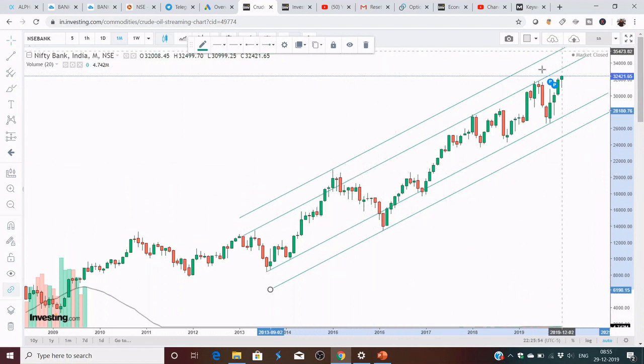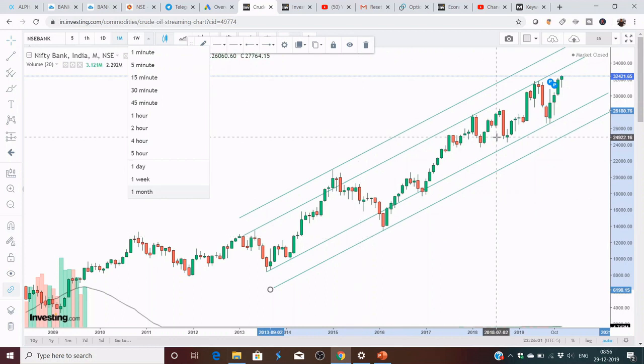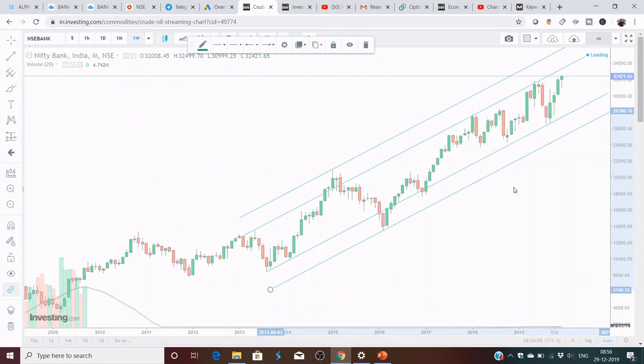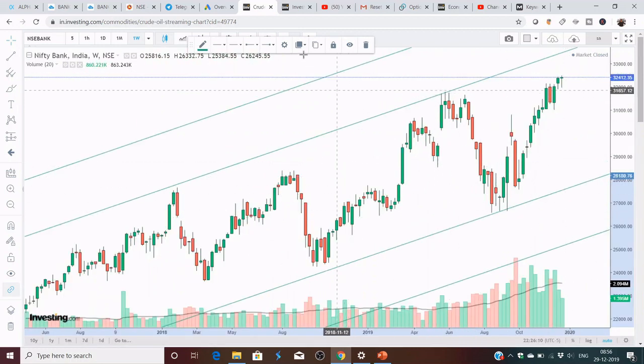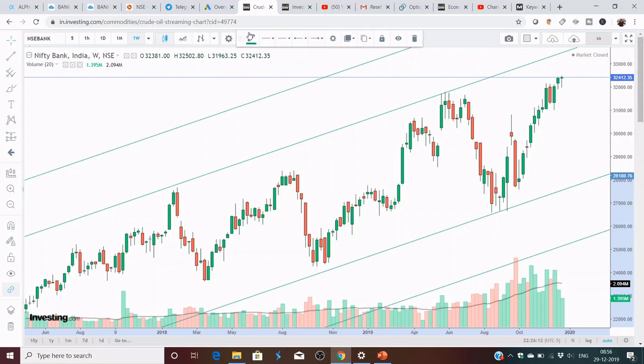So this is a monthly channel and this is a zone where it can go and reverse, and we can expect some kind of movement when price enters this zone. Okay, and if you see, we are around 32,421, which is very close to the zone. So now we are on a weekly time frame.